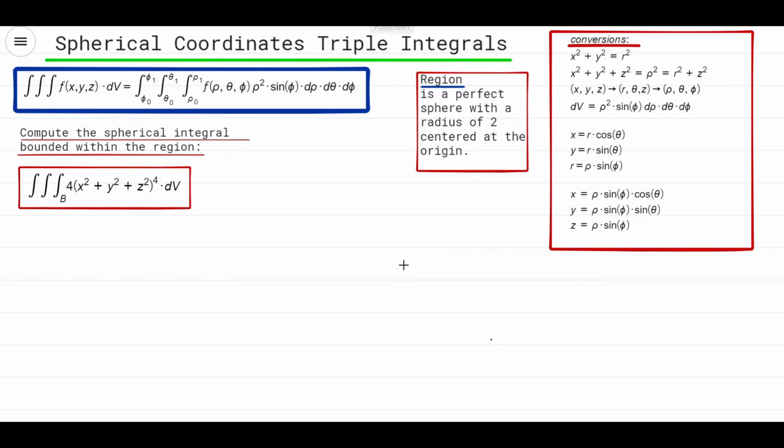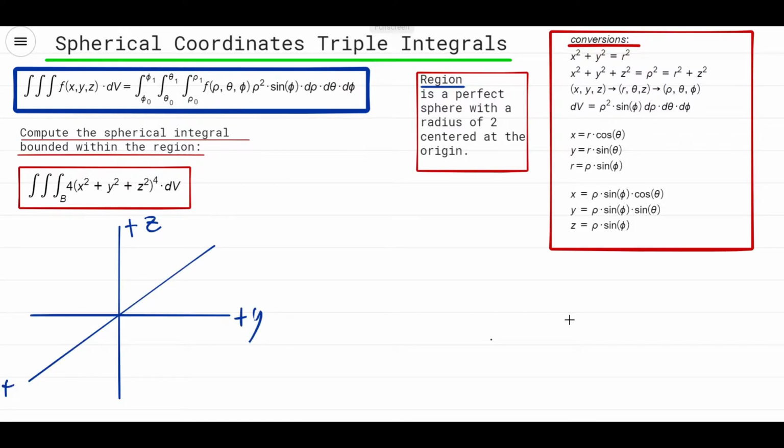So now we're going to draw out what this looks like. It's a region with a perfect sphere of radius 2 centered at the origin. This is our positive z, positive y, and positive x axis, and our sphere looks something like this. So the radius is 2, and this is a perfect sphere. So this is ideal for spherical coordinates.